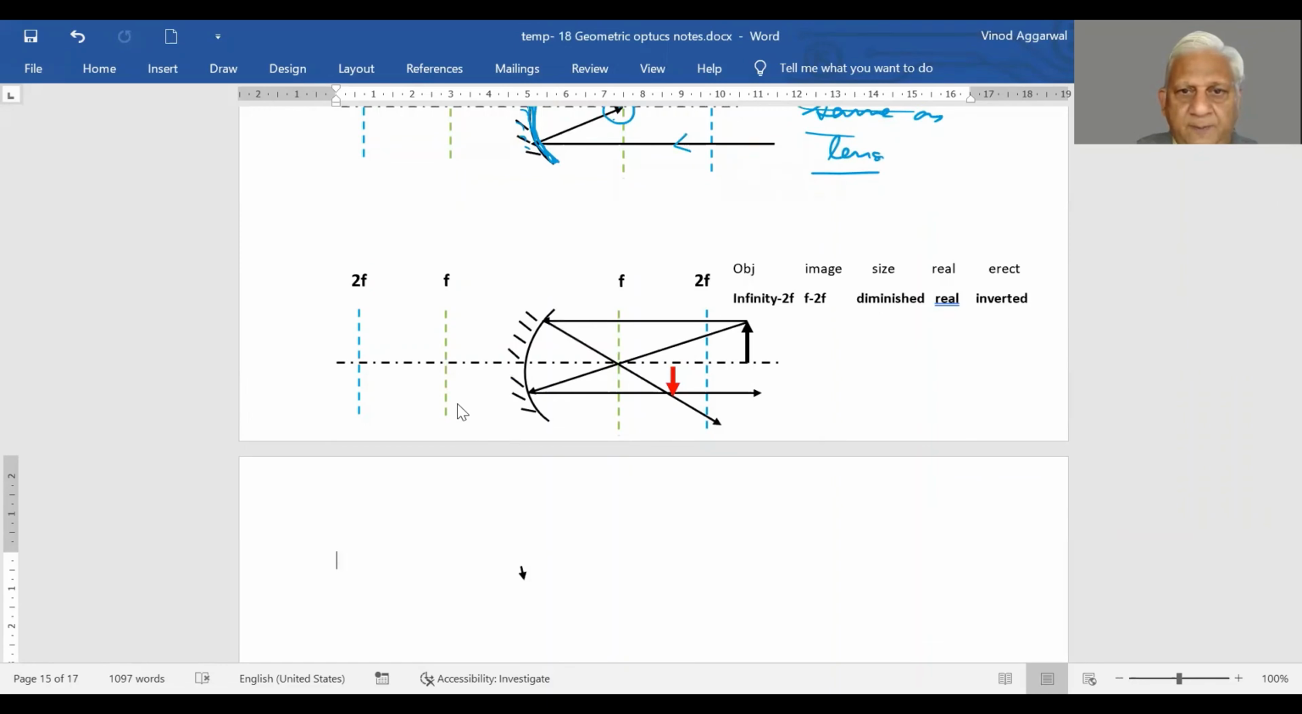Second case is, instead of being at infinity, we bring it closer, between 2f and infinity. The image formed will be at f and 2f in this region. The image will still be diminished. It will be real and inverted.